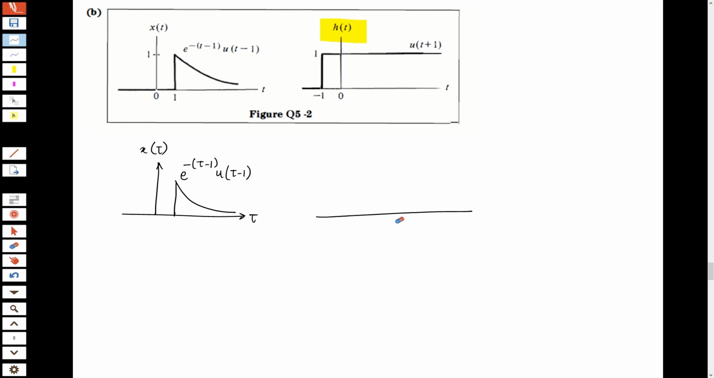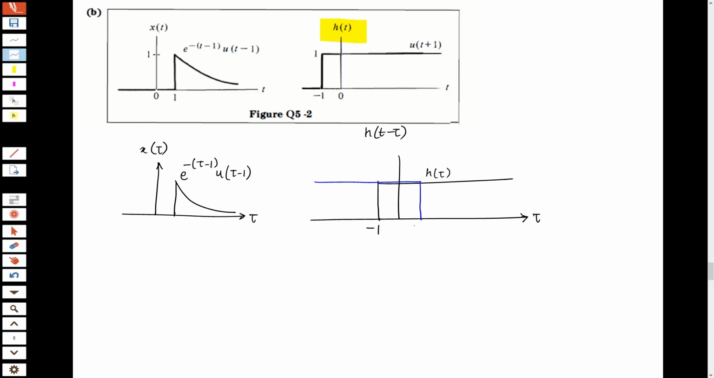So now my challenge is to find h of t minus tau. This is what I want. So first I'll write h of tau. H of tau is this. If this is h of tau, h of minus tau is this. This is h of minus tau.